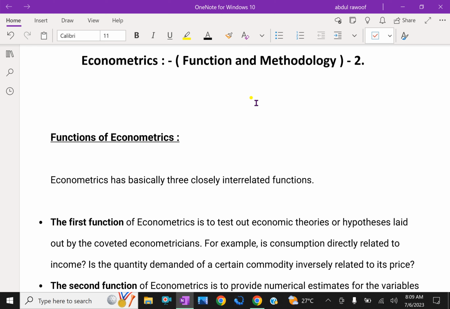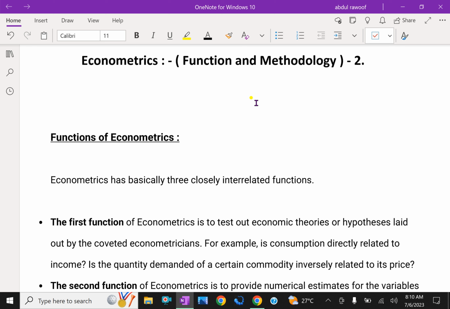The second function of econometrics is to provide numerical estimates of the coefficients of economic relationships. These are essential in decision making. For example, a government policymaker needs to have an accurate estimate of the coefficient of the relationship between consumption and income in order to determine the stimulating, that is, the multiplier effect of a proposed tax reduction.